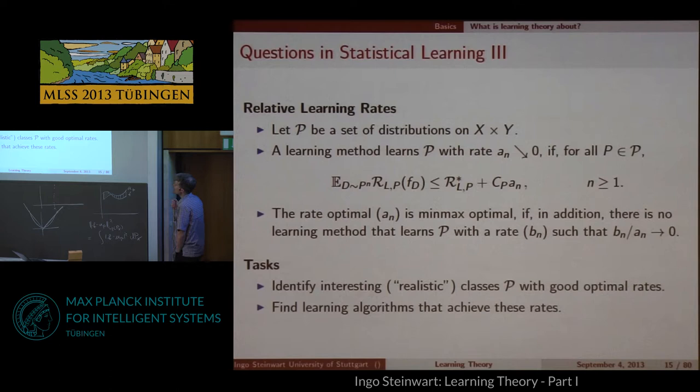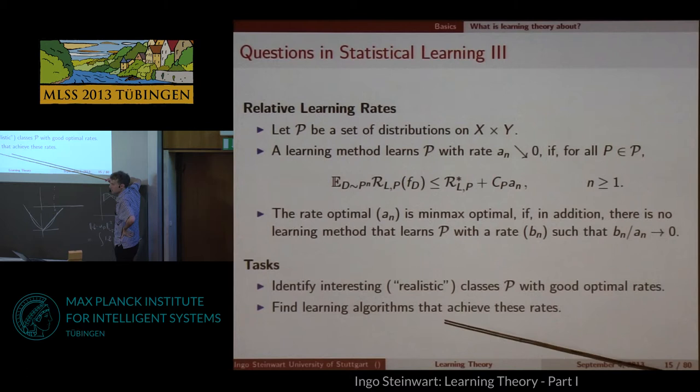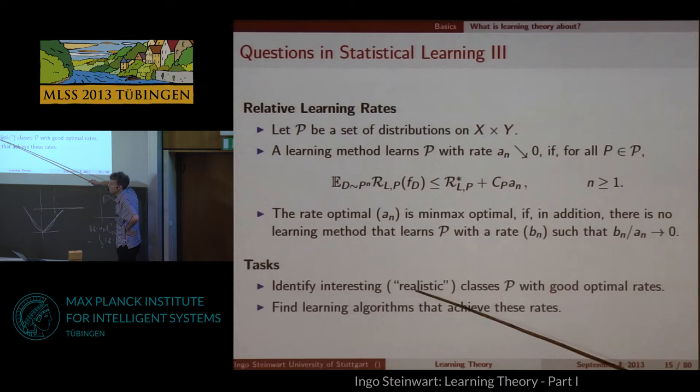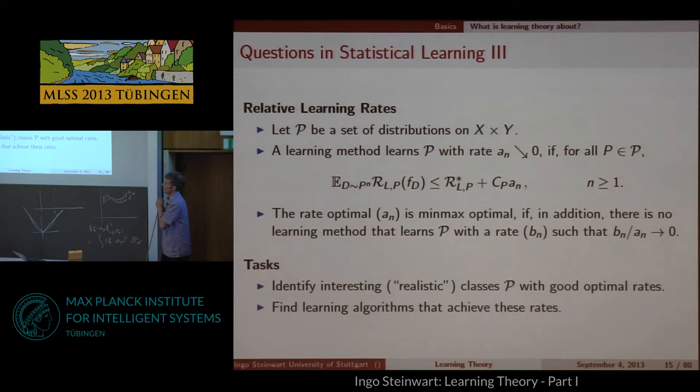So here are the two tasks. First, we have to find interesting classes P, and that means that we have to be somewhat convinced that they describe the reality we don't know. And then for these realistic classes of distributions, we need to find algorithms which achieve the optimal rates. And of course, this first one here is purely subjective. Yeah? There's no way of objectively describing what realistic classes of distributions are. This is something where we have to hope that we have the right intuition.